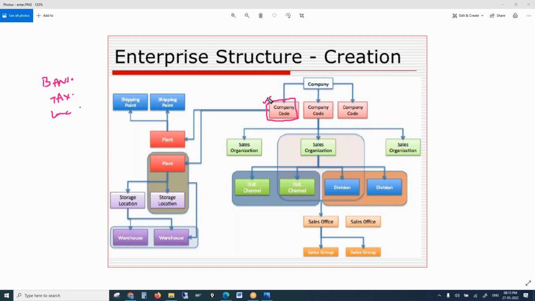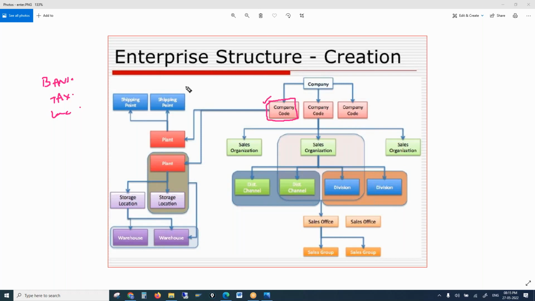That's the standard definition in SAP. What is this particular company code? The standard definition is: it's an entity which is responsible for all the external financial activities.